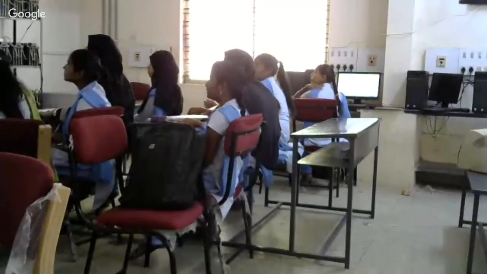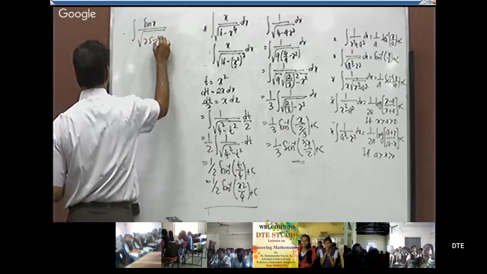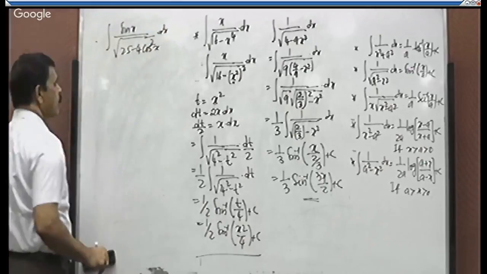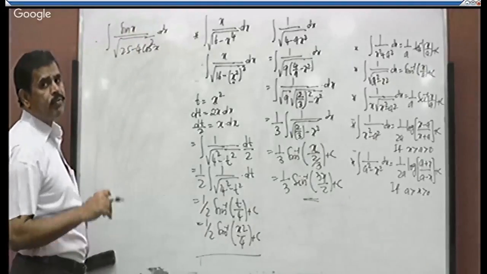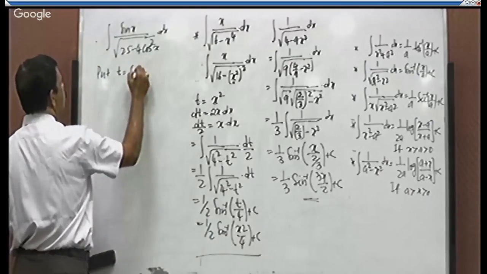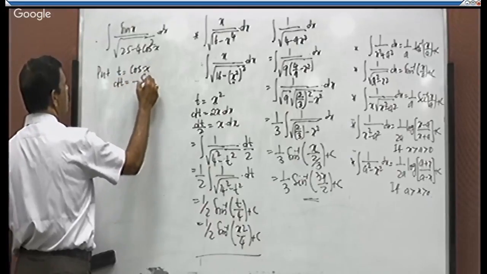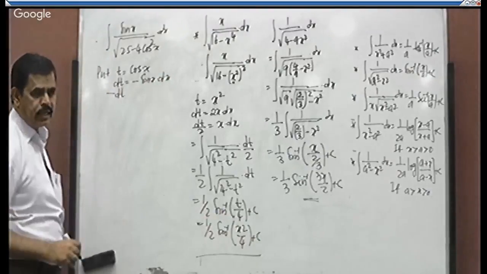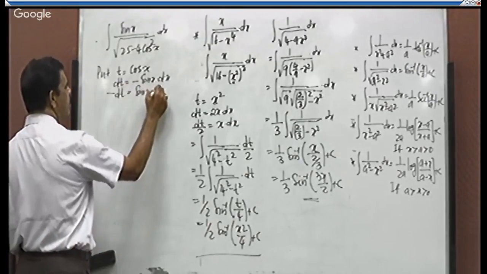Then integration of sin x divided by root of 25 minus 4 cos square x dx. See, there is a combination of sin and cos square. Then we need to go for what? Substitution method. Just put t is equal to cos x. Differentiate this. dt is equal to the differentiation of cos x, which is minus sin x into dx. Otherwise, minus dt is equal to sin x into dx.